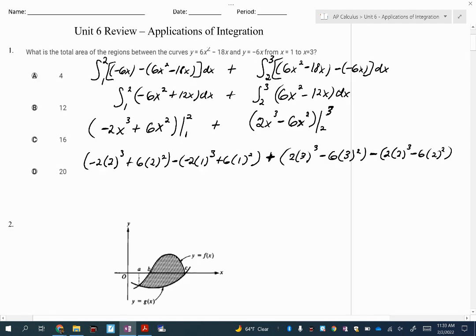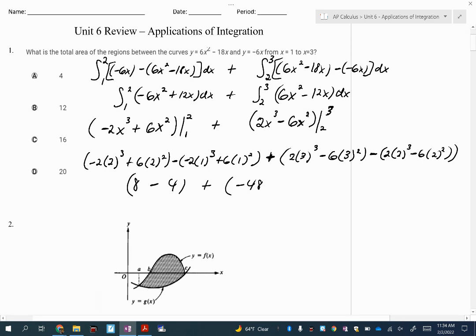That's a lot going on, but ultimately it's not so bad because you don't have any fractions. 2 cubed is 8, so that's negative 16. 2 squared is 4, 4 times 6 is 24, so negative 16 plus 24 is 8. Then minus: 1 cubed is 1, so that's negative 2, plus 6, so negative 2 plus 6 is 4. Then this one: 8 times 2 is 16. If you want to put this into Desmos, feel free to. Then 9 times 6 is 54, so 16 minus 54 is negative 48.